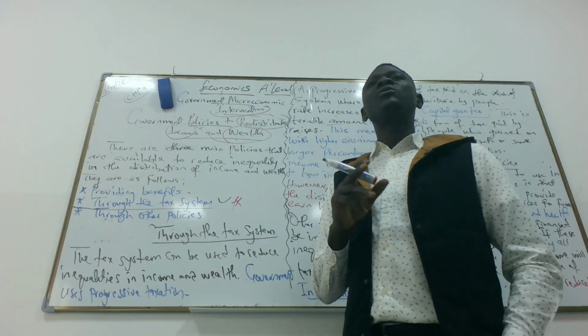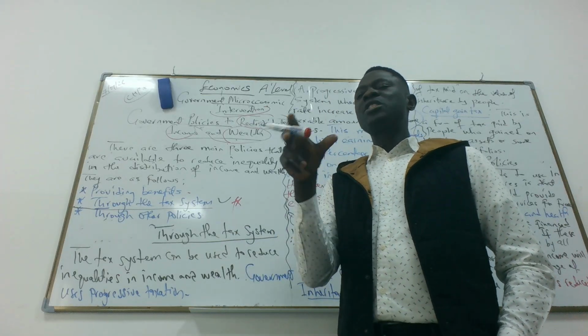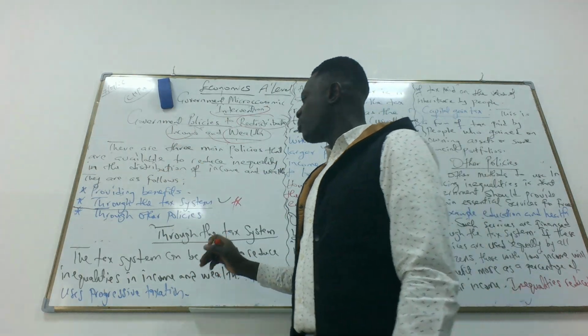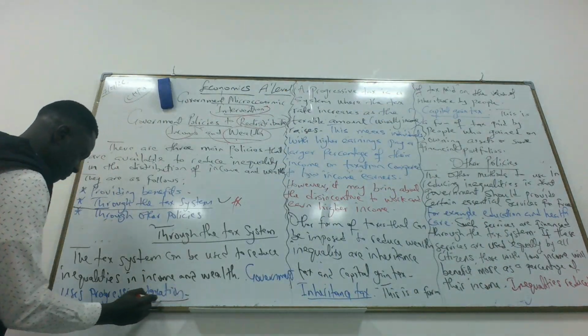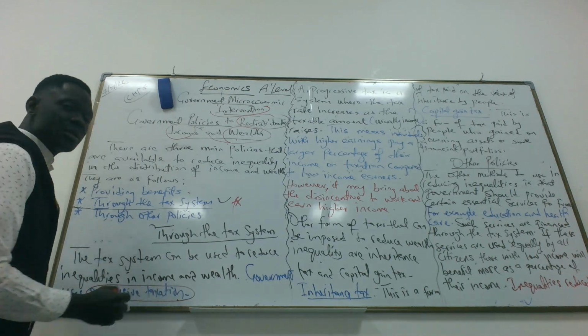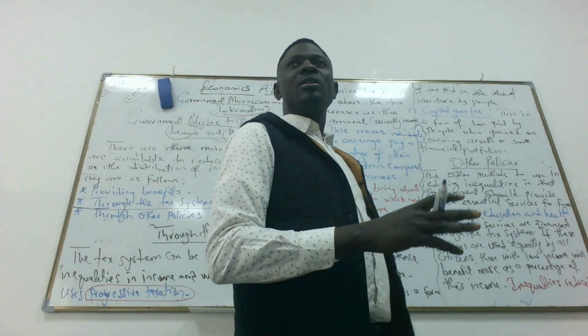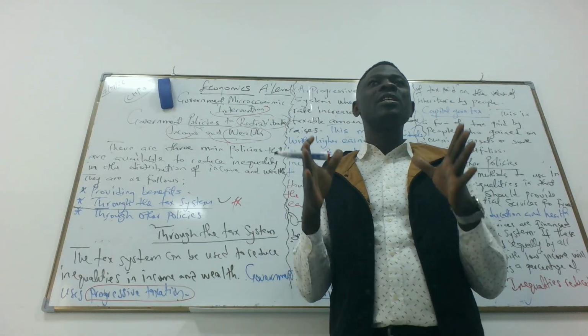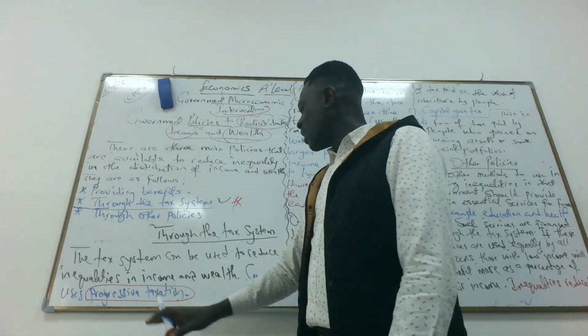So if government wants to redistribute income to reduce the gap between the rich and the poor, government might use what? Progressive taxation. So this is a form of tax that government would use to reduce the gap between the rich and the poor. So what is a progressive taxation?